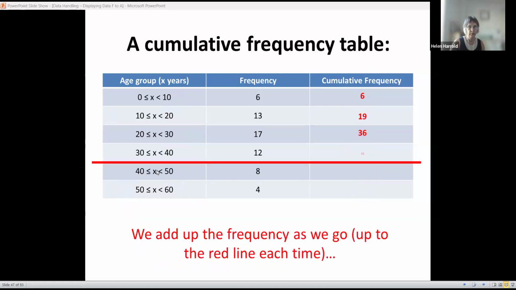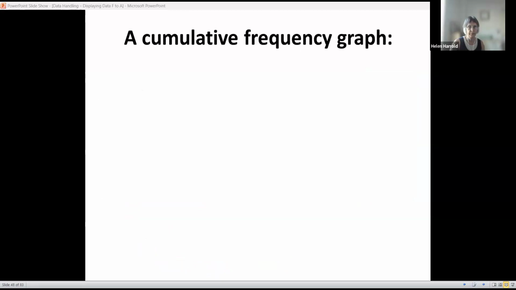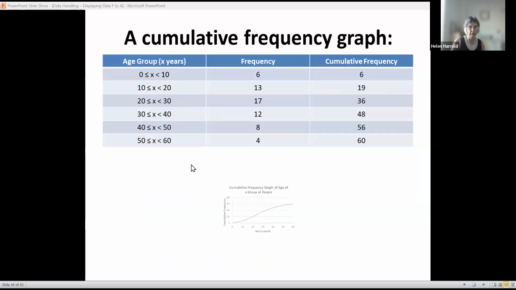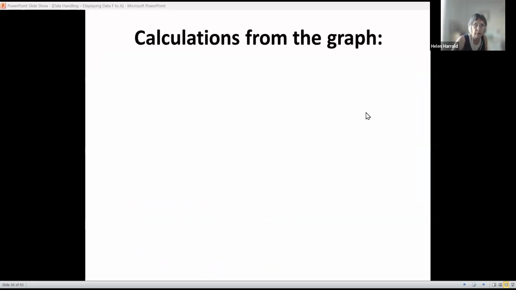Okay, I'm just showing you that. So the word cumulative means the culmination. Let's write that.